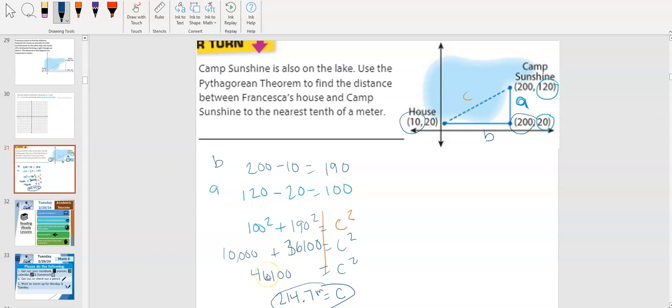I found the square root in the end. I didn't write that, but I did that on my calculator, and I got 214.7 to the nearest 1/10 of a meter. So that is how far the house is from Camp Sunshine.